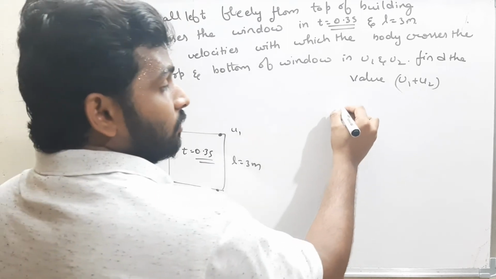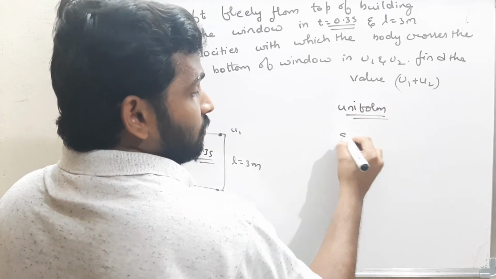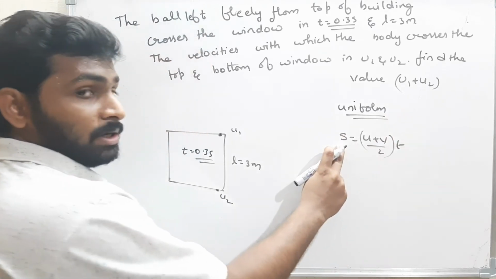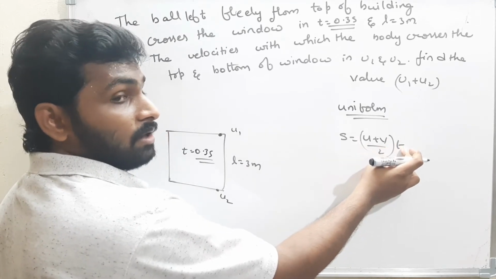When the body is having a uniform acceleration, then I can use one formula. What is it? S is equal to (u plus v) by 2 into time, where S is the displacement traveled by the body, where (u plus v) by 2 is the average velocity, into t, where t is the time.